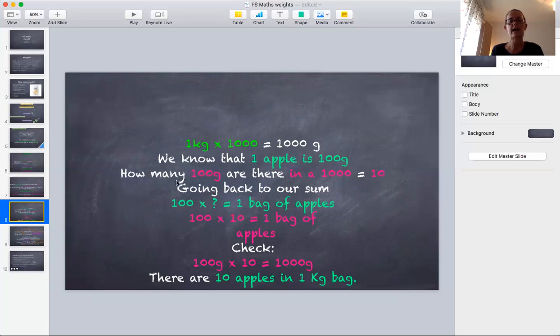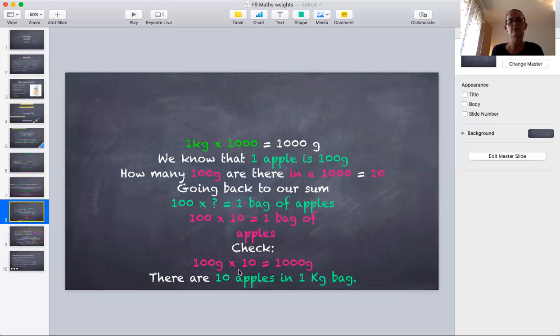So we know that 1 apple is 100 grams. And we want to know how many 100 grams there are in 1,000. Well, that is 10, because 1,000 divided by 100, we take the zeros off, 1, 2, and we're left with 10. So going back to our sum, 100 times what equals 1 bag of apples? 100 times 10 equals 1 bag of apples. Check. 100 grams times 10 equals 1,000.